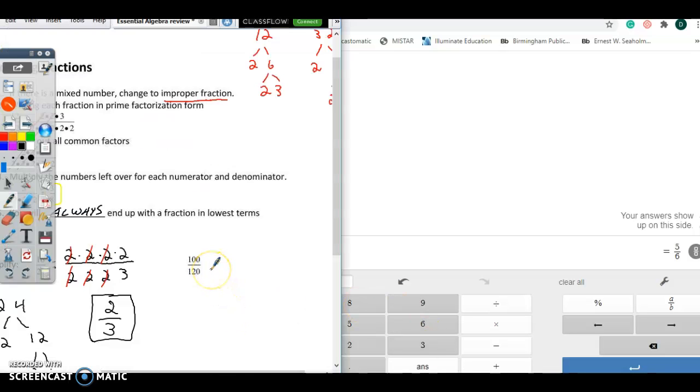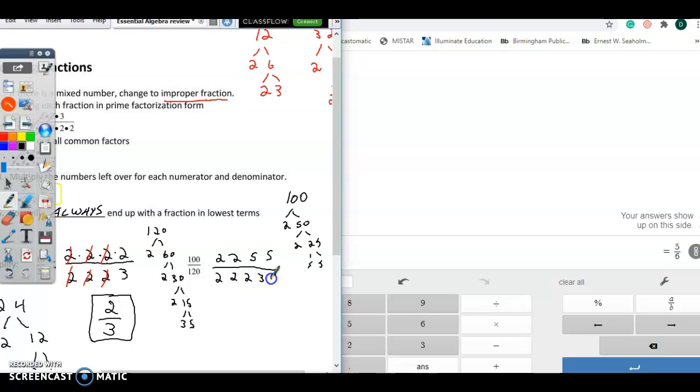So if you want to do it the long way, you can break down 100 to 2 and 50, 2 and 25, 5 and 5. So 100 would be 2 2s and 2 5s. Now I've got to break down 120. So I'm getting kind of jumbled over here. So I can use 2 and 60, 2 and 30, 2 and 15, and then 3 and 5. So I have 3 2s, a 3 and a 5. 2, 2, 2, 3, 5.